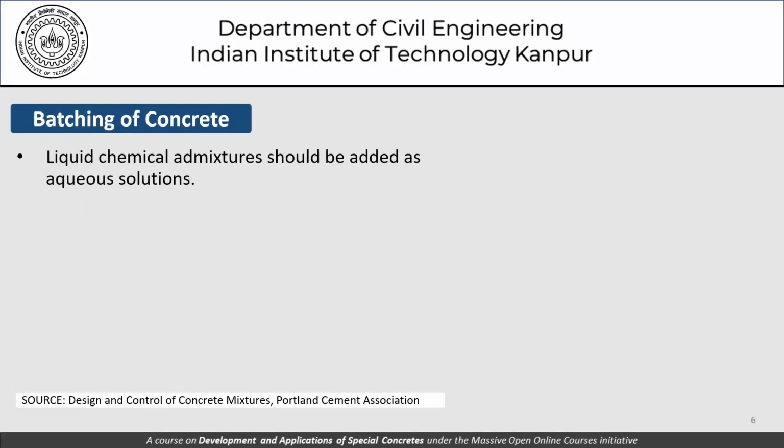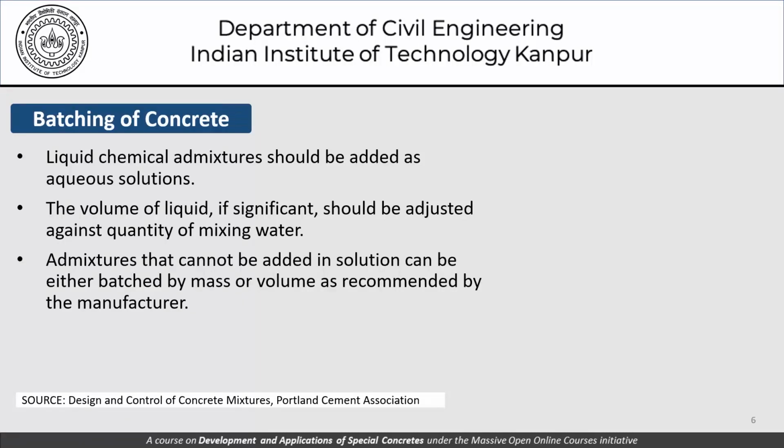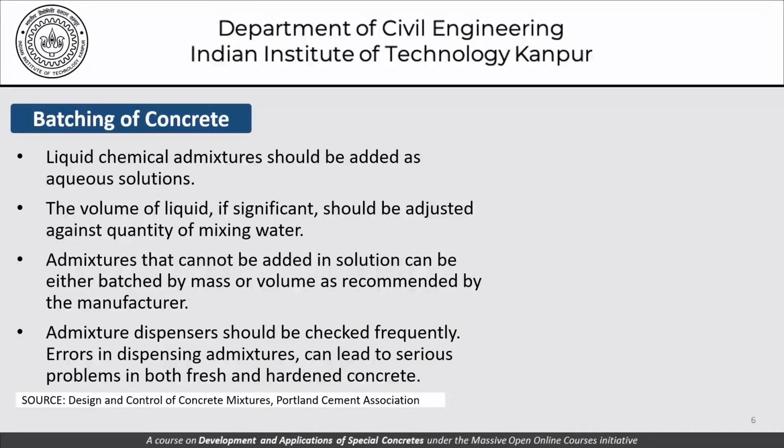Liquid admixtures or liquid chemical admixtures should be added as aqueous solutions. We can dilute them by using water, which needs to be adjusted again with respect to the amount of total mixing water that we use. The volume of liquid, if significant, should be adjusted against the quantity of mixing water. Admixture that cannot be added in solution can be batched by mass or volume as recommended by the manufacturer, and admixture dispensers should be checked frequently. Errors in dispensing admixtures can lead to serious problems in both fresh and hardened concrete.